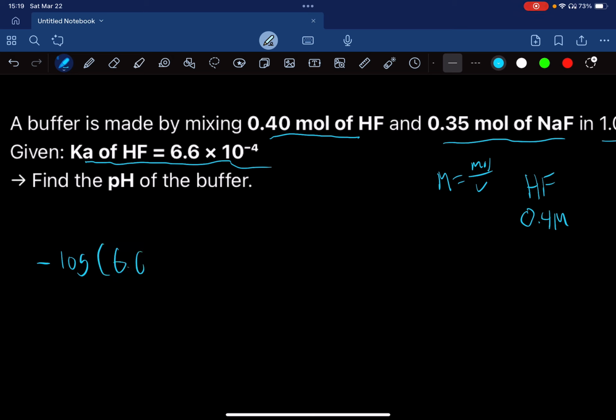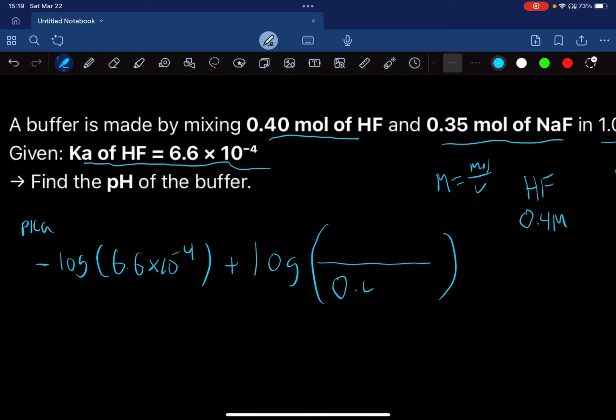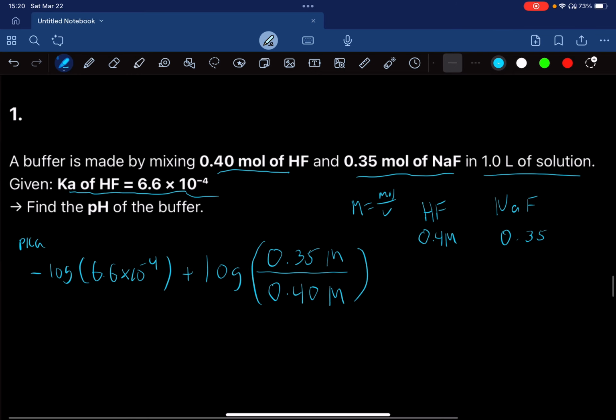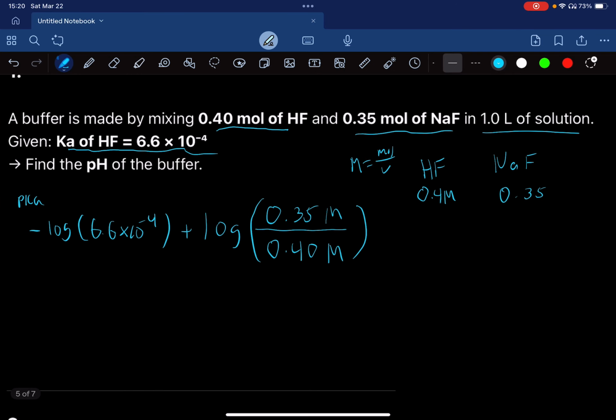So we're going to have negative log of 6.6, the acidic constant, times 10 to the power negative 4. And this is our pKa, plus the log of, so we're going to have the weak acid on the bottom and the conjugate base on top. The HF, so we have 0.4 molarity of HF, and the base 0.35 molarity. And at this point, it's just going to be plugging into your calculator and getting the answer.